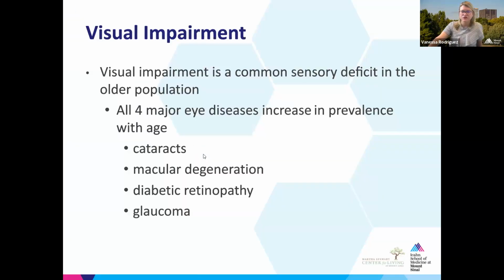Very briefly on vision. Visual impairment is not uncommon in older adults. There are 4 major diseases that are in high prevalence with age, such as cataract, macular degeneration, diabetic retinopathy, and glaucoma. And it's one of the most common sensory deficits in the older population. So we have to at least ask. You may not need to do the full evaluation.